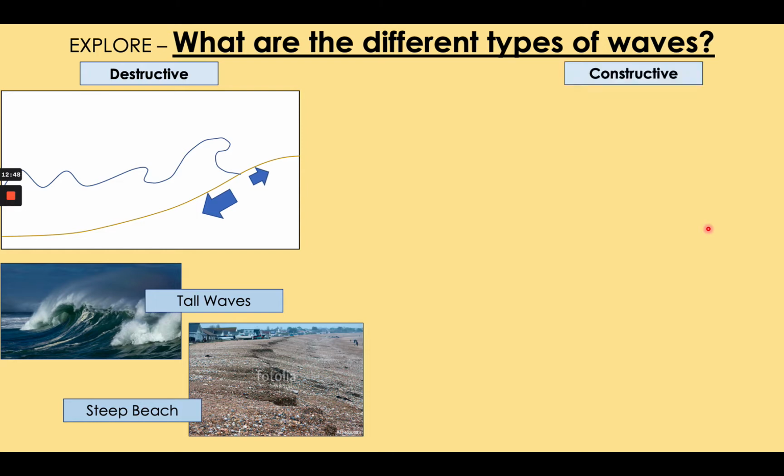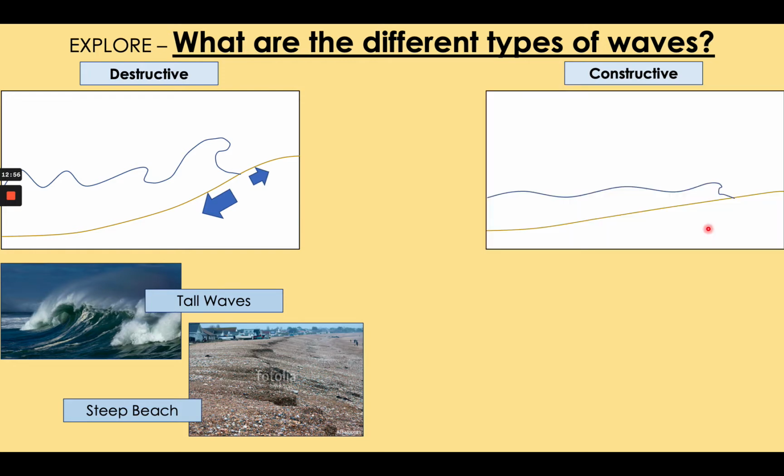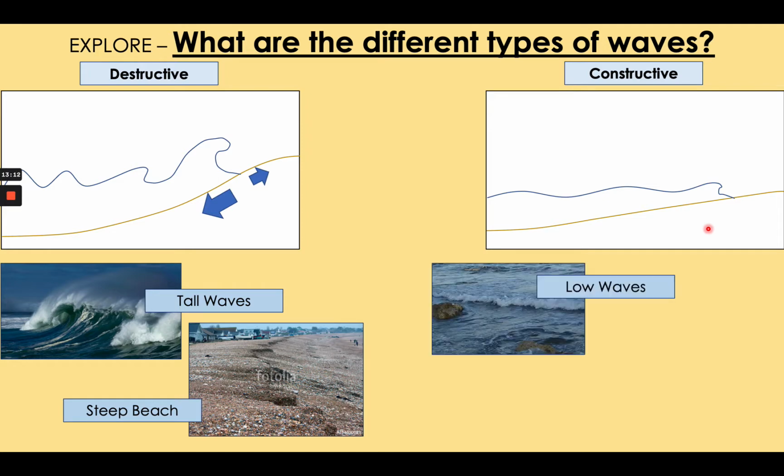By contrast, constructive waves, they build up beaches. They add sediment to a beach rather than removing it like a destructive wave. Constructive waves look more like this. You should be able to tell they have a much longer wavelength, they're further apart. The waves are much lower, and when they break, they don't come crashing down. They flow over the surface of the beach, kind of like this.